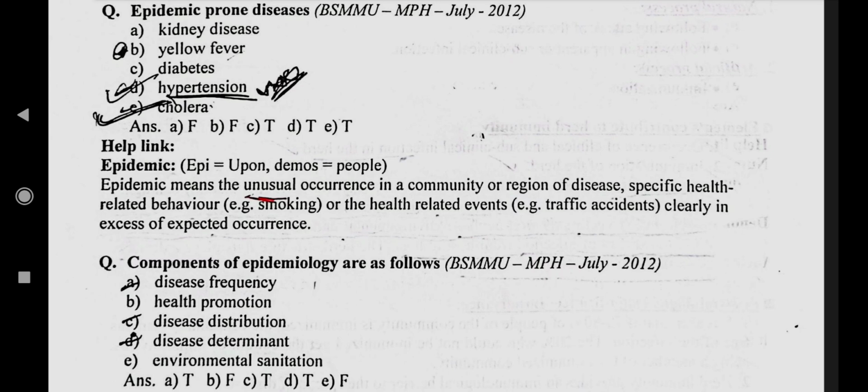Endemic means the usual occurrence in a community or region of disease. Epidemic means the unusual occurrence in a community or region of a disease, a specific health related behavior or health related event, clearly in excess of expected occurrence.